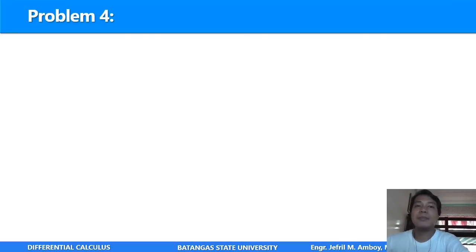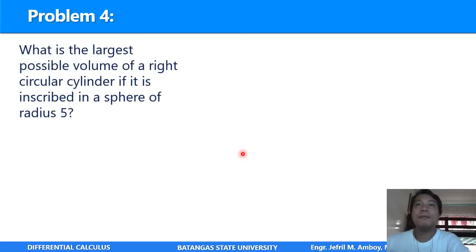Okay, nasa second to the last problem na tayo para sa topic na ito about max-min and optimization problem. So let us now solve problem number 4. Here's the problem. What is the largest possible volume of a right circular cylinder if it is inscribed in a sphere whose radius is 5? So this is another geometric problem for max-min kung saan nag-involve ng shapes. Dito, kinakailangan daw maglagay tayo ng cylinder sa loob ng sphere. So kung sphere ang radius ay 5, ano ang pinakamalaking volume ng cylinder na kasya sa loob niya?